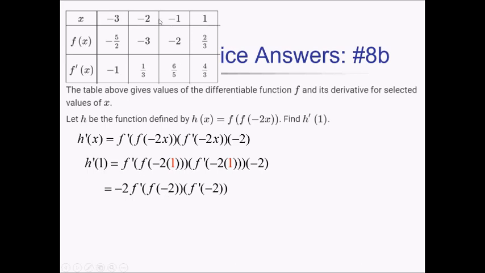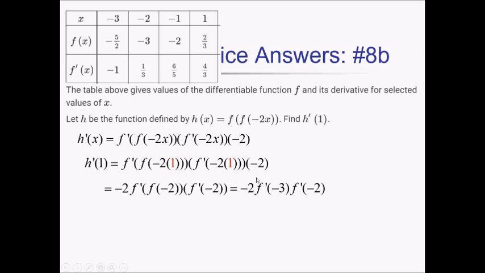In the table, f of negative 2 appears to be negative 3. So this little piece right here, this is going to be f prime of negative 3. I'm just doing this in small pieces so I don't miss anything. And now that I've got just f primes, I'll deal with those.